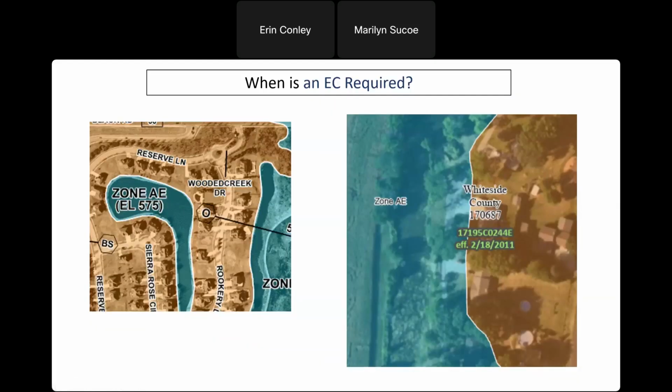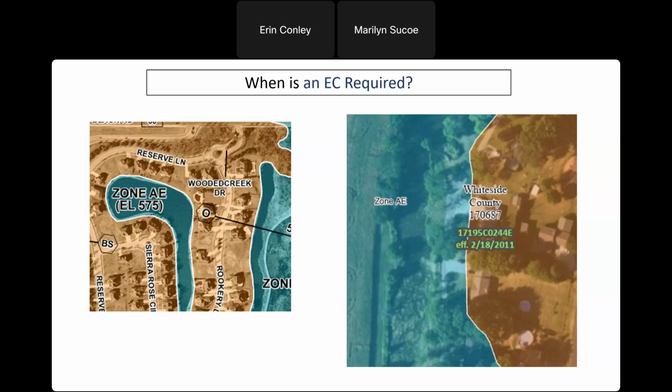All right. So again, when is an elevation certificate required? Again, it's the choice of the community, unless they're in CRS. Here are some examples where the current maps being produced by FEMA are far more accurate than they have been in the past. Looking at many of these properties, it is clear, for example, on the north end on Reserve Lane, that those homes appear to be well outside of the floodplain.